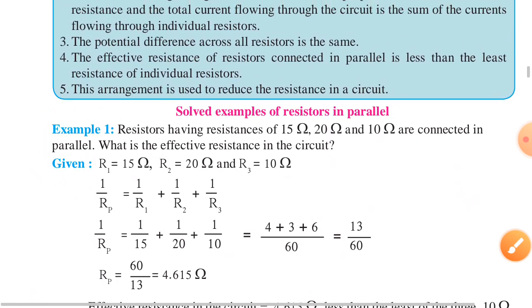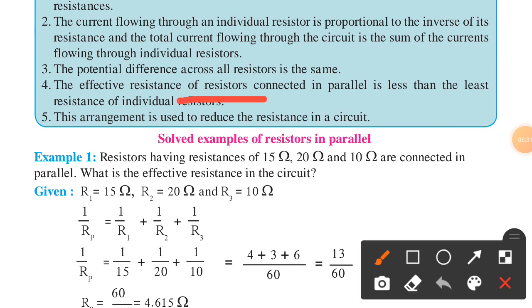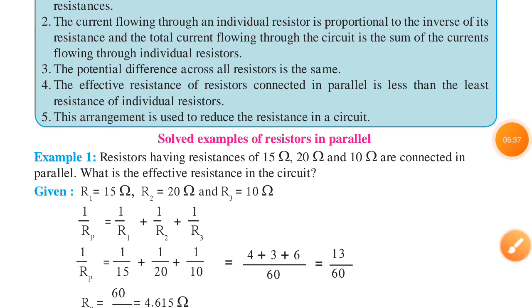Means we see the point 4. The effective resistance of resistors connected in parallel is less than least resistance of individual resistors. Thank you.